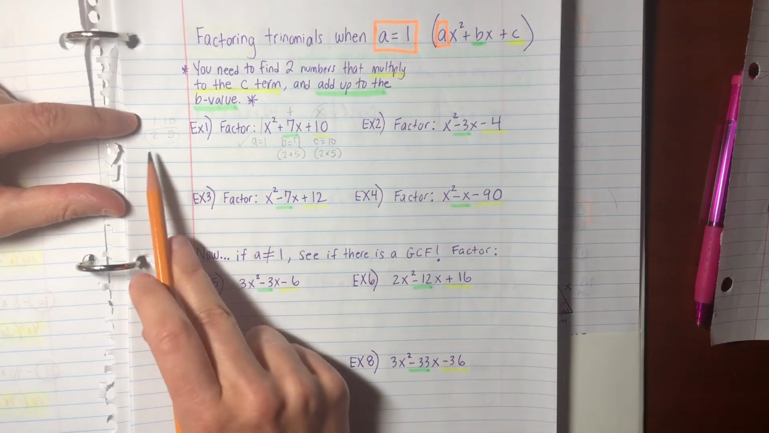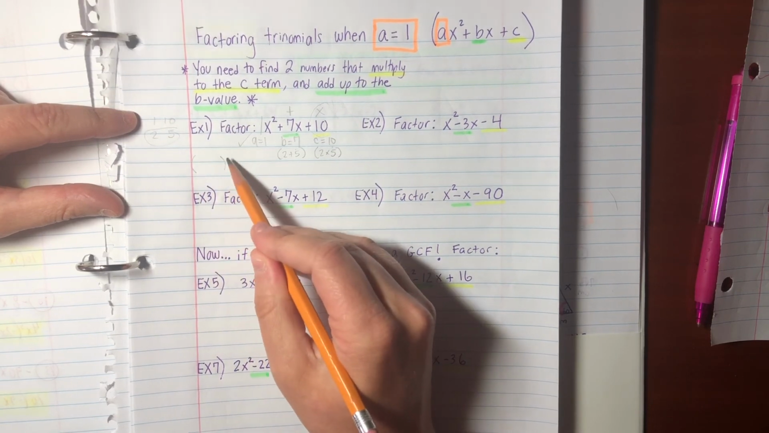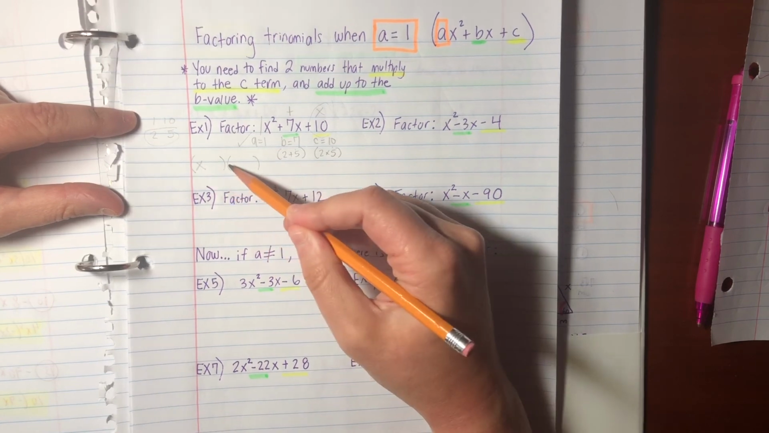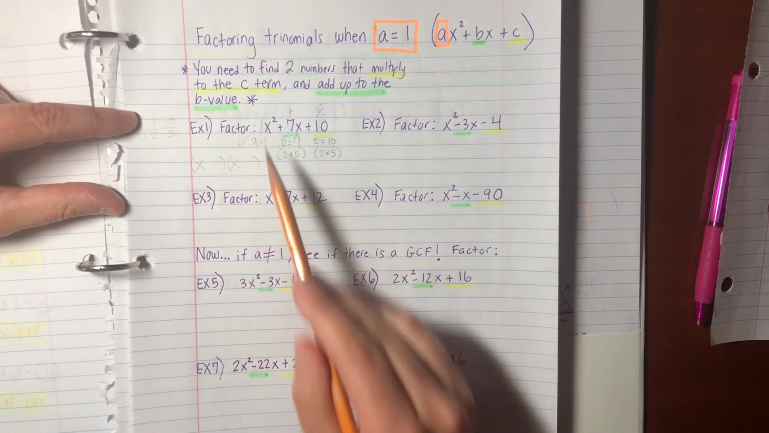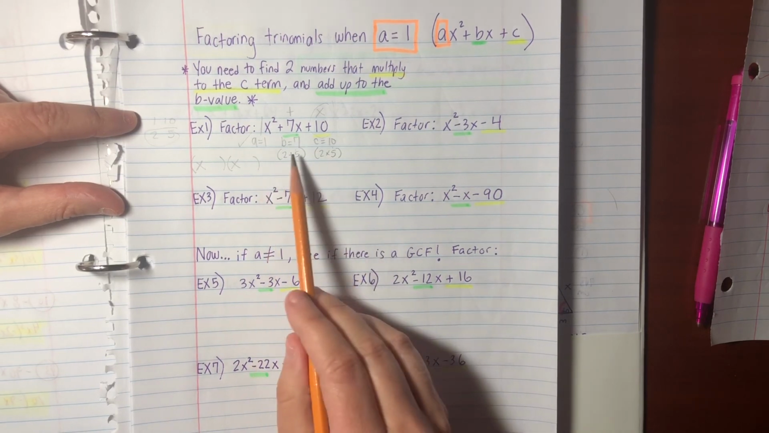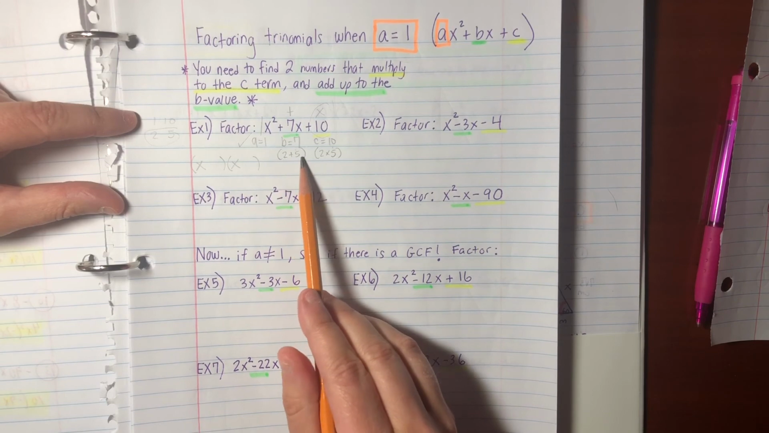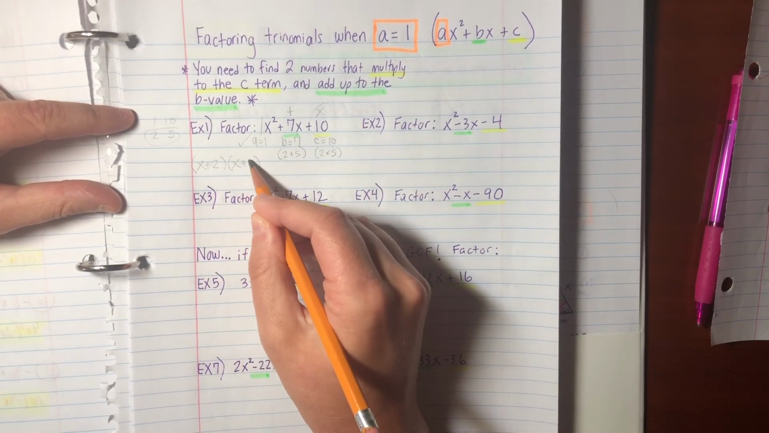Once you have those two numbers, it's a very simple setup. You're going to write a set of two parentheses. They're both going to start off with a positive x and positive x, because technically that x times x is going to give you that x squared term. Now all you have to do is take those two numbers and pay attention to the signs. They're both a positive 2 and a positive 5, so I'm going to write plus 2 and plus 5.